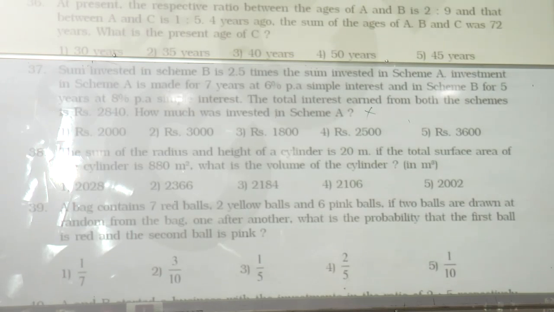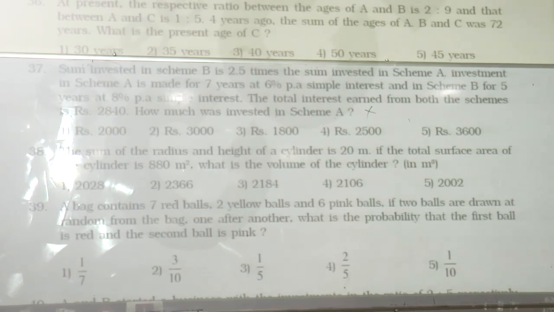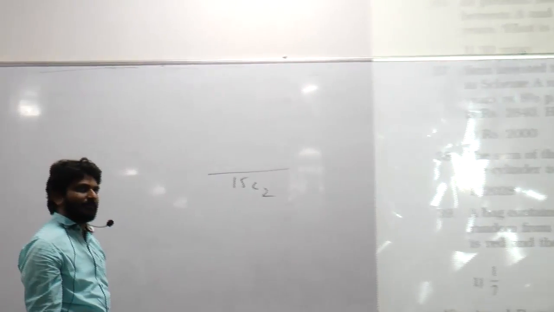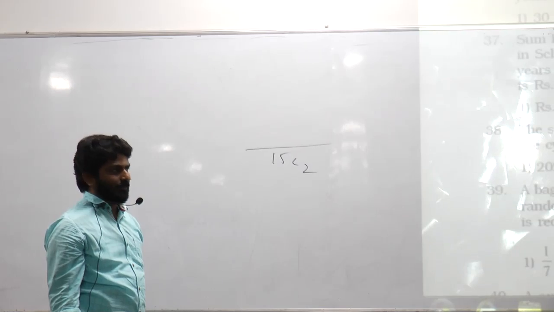A bag contains 7 red balls, 2 yellow balls and 6 pink balls. If 2 balls are drawn at random from the bag, total how many balls do we have? 15. In how many ways can you select 2 balls? 15C2. One after another. Okay, no issue.